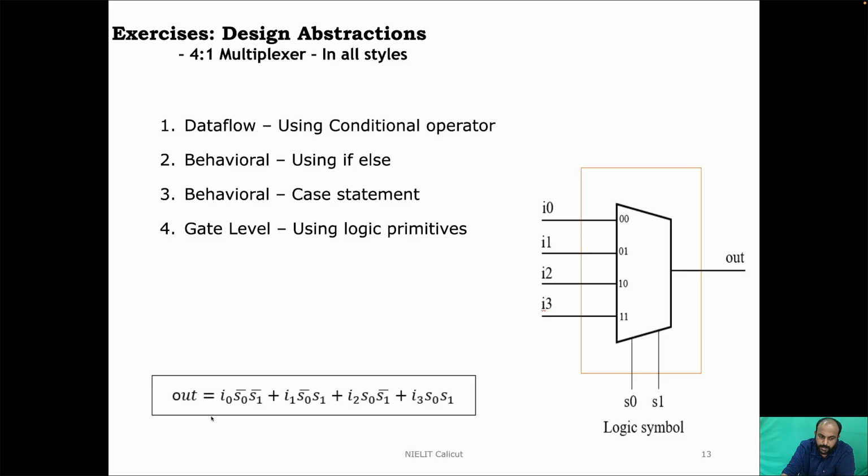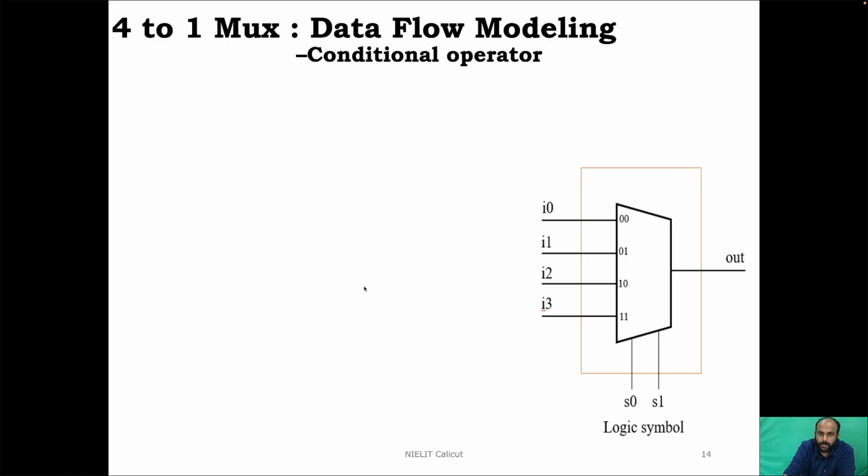So the sum of products expression would be: out is equal to I0 times S0 bar S1 bar, plus I1 times S0 bar S1, plus I2 times S0 S1 bar, plus I3 times S0 S1. All these plus signs should be replaced with the OR operator, and all these product terms should have the AND operator as far as the logic implementations are concerned. So now let us see how to write it using the conditional operator, then behavioral statements, as well as using gate level primitives. To start with, let us discuss the conditional operator.